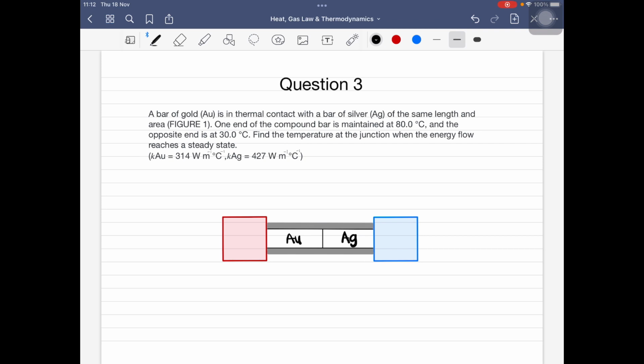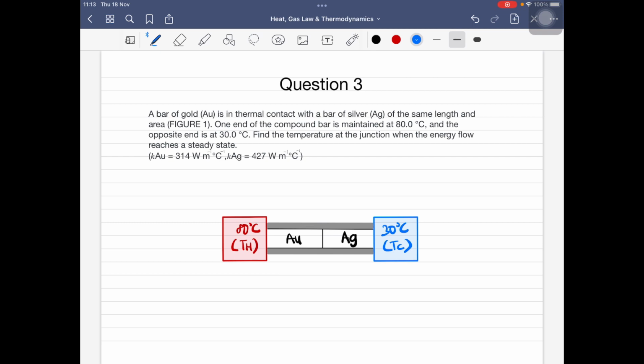Connecting two bodies apart, one is hot and one is cold. On the far end of your gold, the temperature is 80 degrees Celsius, which we know will be T hot. On the other part, the cold body, the temperature is given as 30 degrees Celsius, and that will be T cold. Find the temperature at the junction when the energy flow reaches a steady state.